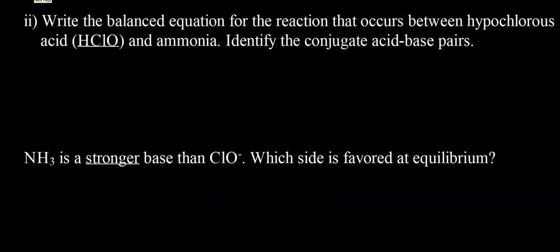All right, let's try one more. Go ahead and do this one on your own, both parts. So write the balanced equation for the reaction between hypochlorous acid, HClO, and ammonia. Identify conjugate acid-base pairs. Identify each substance as an acid or a base. And then answer that question there at the bottom. Go ahead and pause and do that now, please.